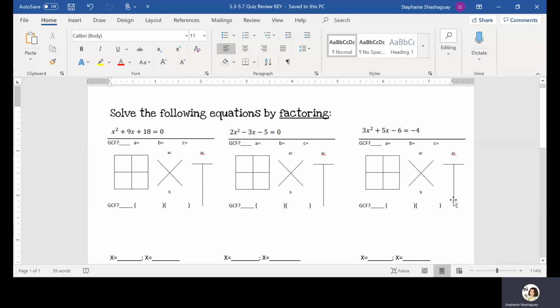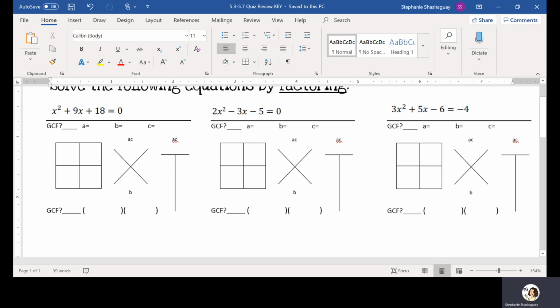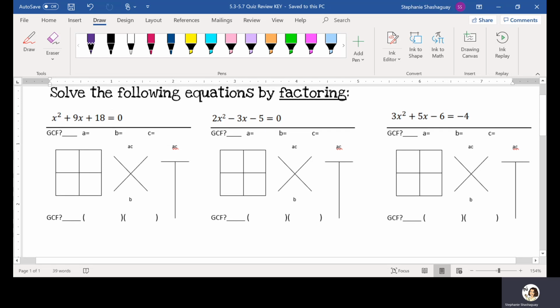All right, guys. These are the first three questions from the quiz 5.3 to 5.7 review to help you prepare for the quiz tomorrow. Okay, so on the quiz, you're going to have two questions you have to solve by factoring. So we're going to do three examples in this video.